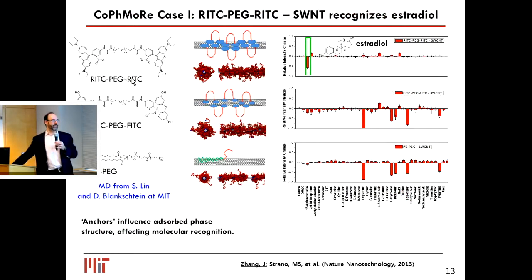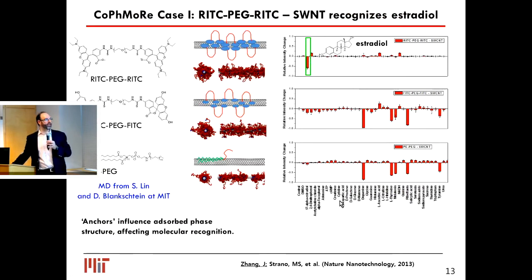We have a lot of examples of this now, and I'll try to make this not tedious. But perhaps the most surprising is this molecule called a Ritzy PEG. We take a diamino PEG and put two fluorophores on. This makes an anchor-loop structure. You can see this in molecular dynamics: the hydrophobic Ritzy sticks to the tube and makes these loop structures that stick off.